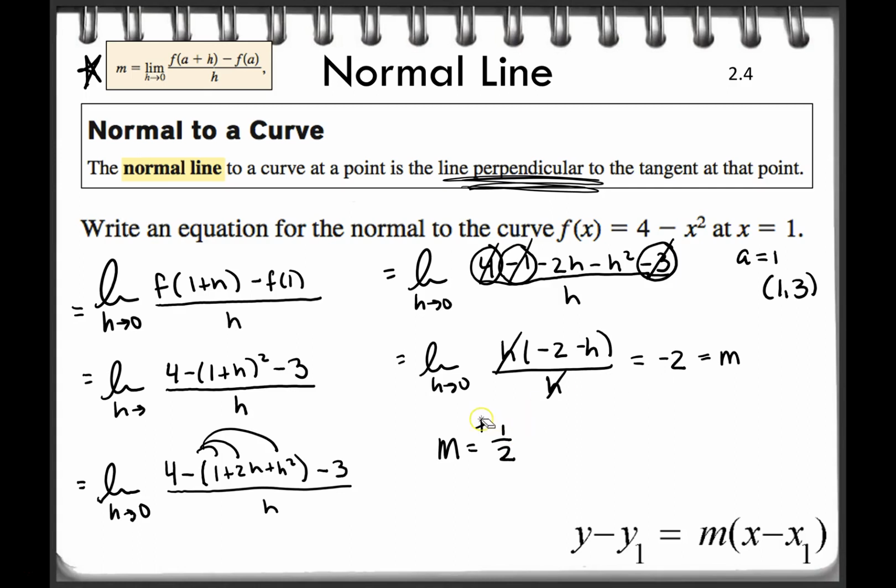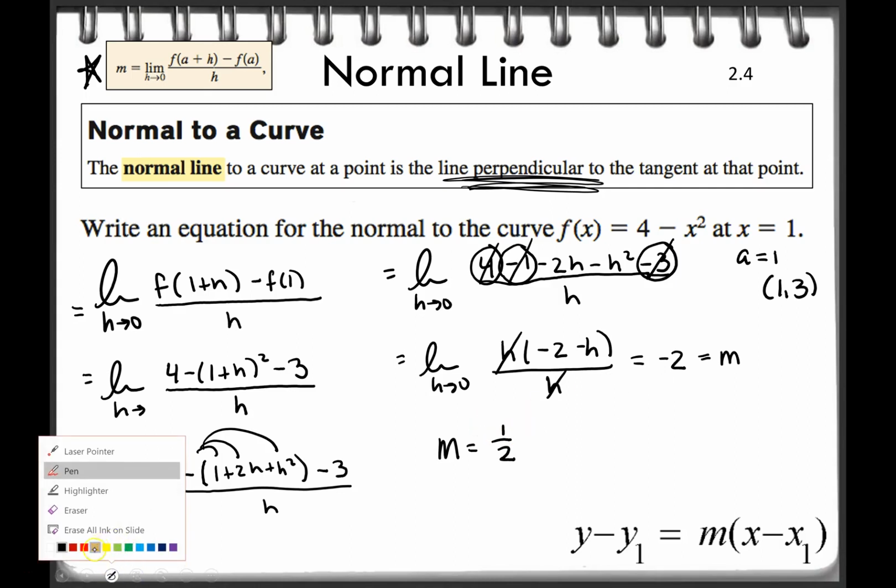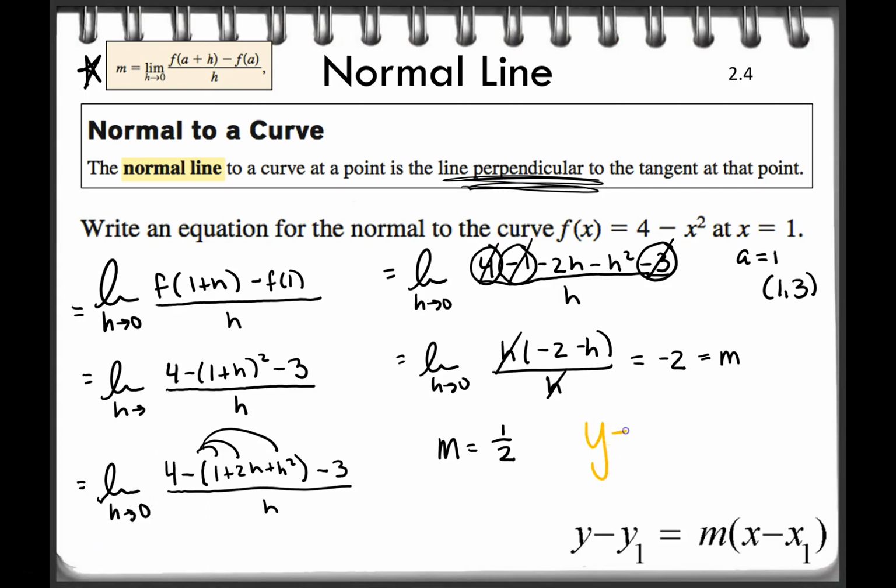So I flipped it and reversed it. So now let's go ahead and write the answer. This is going to be y minus my y1, which is 3, equals my slope of 1/2, and then x, and then here's my minus 1. And that's going to be the equation of our normal line.